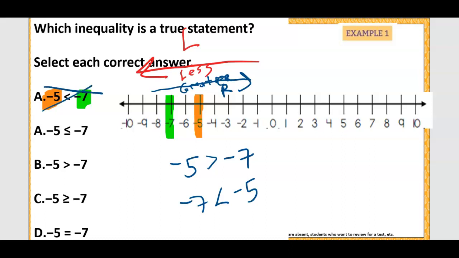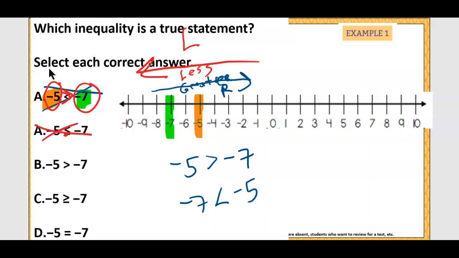Another way of looking at that is what would you rather do? Owe somebody $5 or owe somebody $7? I think I'd rather owe them 5. That makes it greater than, right? So that's false. This one is less than or equal to. Well, we know it's not equal to, but is it less than? We just said it's not.